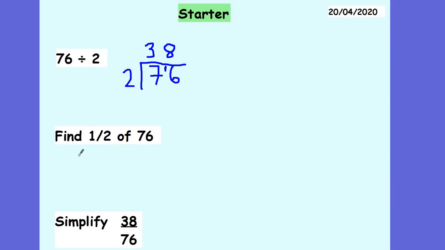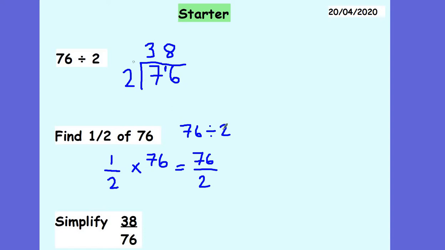My next question was, can you find a half of 76? There's multiple ways you could do that. You could think of this as a half times 76. Or you could think a half just means that I need to divide 76 by 2. A half times 76 would give me 76 over 2, exactly the same thing. And we just worked that out as being 38, so the answer was 38.